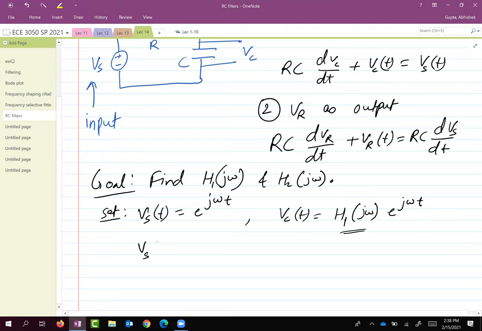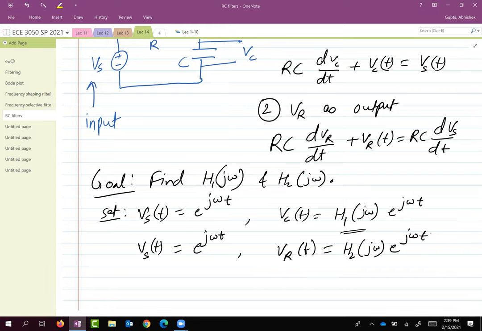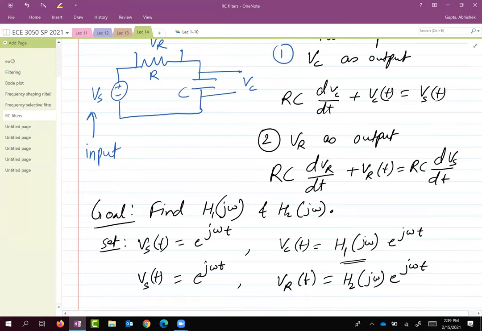And in the other case, I'm going to set vS(t) equals to e raised to j omega t, and I'm going to set vR(t) equals to H2(j omega) e raised to j omega t. And this vS-vR pair must satisfy the differential equation number two. Any questions so far?